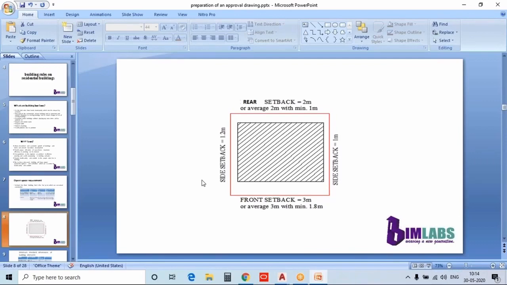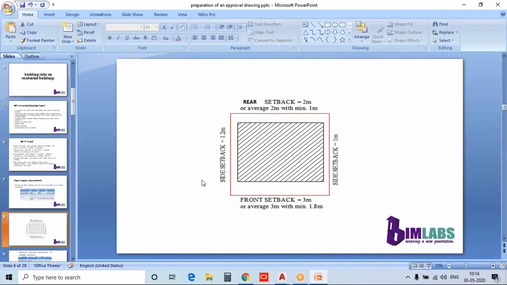While planning a building from a site plan, you have to know how to give the setbacks of this building from your building rules. In the building rules, you can clearly see that the front setback we have to provide is 3 meter, or an average of 3 meter with a minimum of 1.8 meter. That means at times we don't have a frontage parallel to the plot, so we cannot provide a proper 3 meter parallelly from the plot to the building.